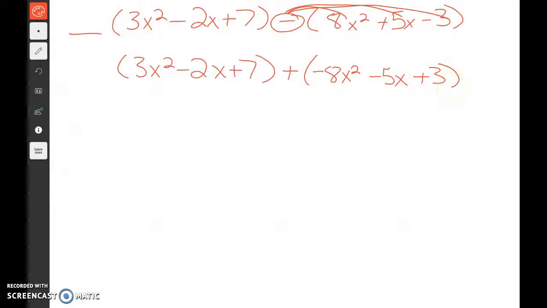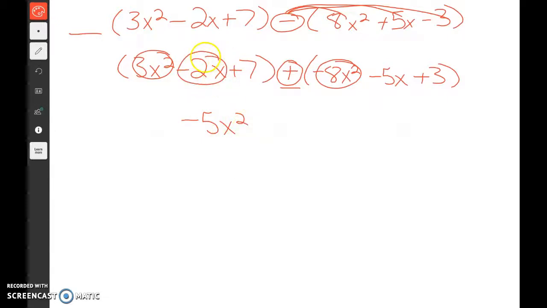Positive 3. So really you can see we just changed all the signs. Now from here it's pretty simple because what do we have in the middle? Addition. Very good. So since we have addition, all we have to do now is just like our previous problems, combine like terms. So we have 3x squared plus negative 8x squared. So 3 plus negative 8 is going to be negative 5x squared.